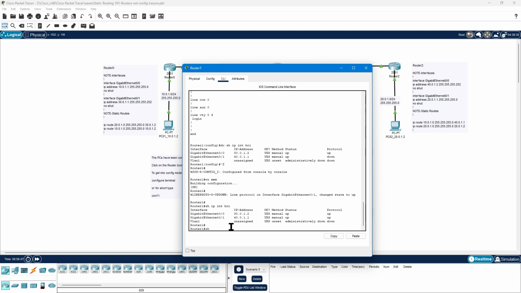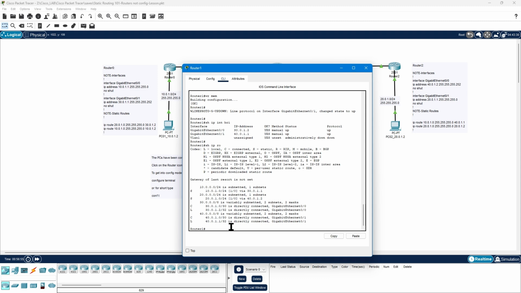We'll do a show IP route, and you only have to type RO. Really, it knows what you're asking. And again, in this case, you'll see no reference to the PC, but you see references to the networks that it knows. Now it knows that PC number 1 is on this network, the 10.0, and I'll just highlight that here, right?